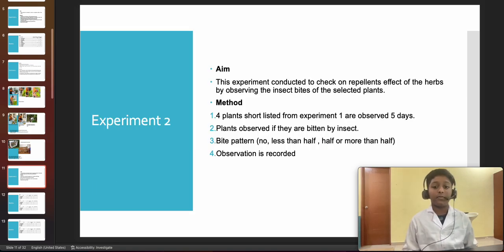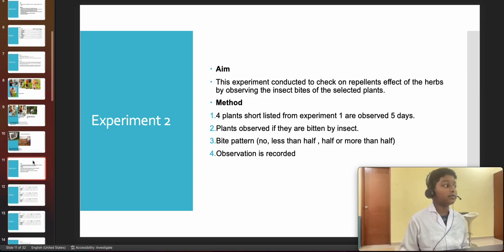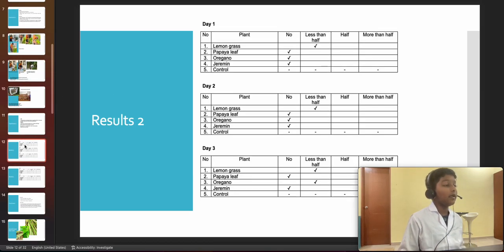This is experiment 2. From that, I decided to further the research of insect repellent by observing the bite marks on leaves. I have chosen papaya leaf, lemongrass, jasmine and oregano, as you can see in our data. This is the data as you can see here.